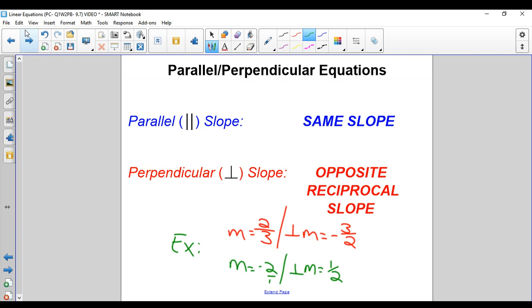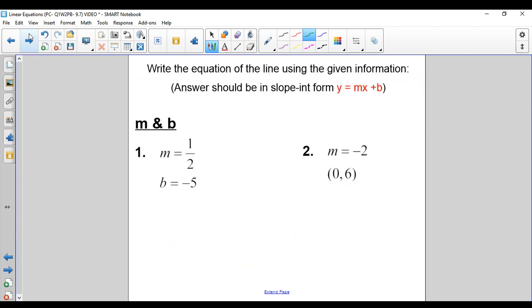Now let's actually get into some real examples. We're going to write the equation of the line using the given information. All answers need to be in slope-intercept form, no matter what form you use to get us started. I'm going to kind of build our way through these problems. The first two here, the easiest ones. You have what you need.